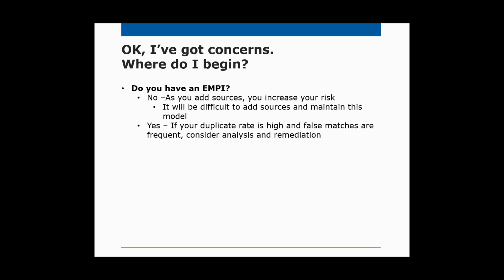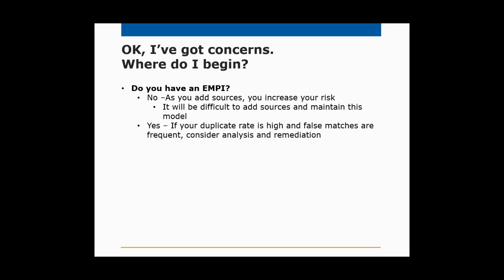So do you have an EMPI? If you do not, and you're just a single entity right now, then that's probably okay, and you may be able to get by with manually looking at that. But we've seen some big problems even in that situation. So considering an electronic MPI is really important. As you add sources, you definitely are increasing your risk if you do not have an EMPI.